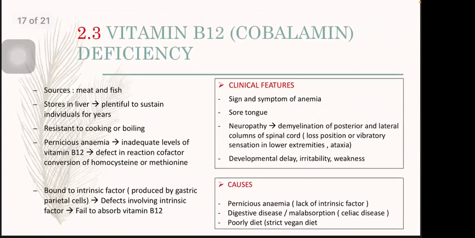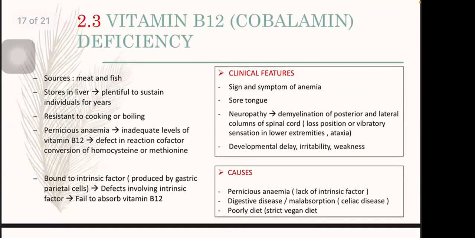I'll proceed with vitamin B12, also known as cobalamin deficiency. Inadequate levels of vitamin B12 result in megaloblastic anemia similar to folate deficiency. However, vitamin B12 deficiency can also cause a demyelinating disorder that involves the peripheral nerves and also the spinal cord.